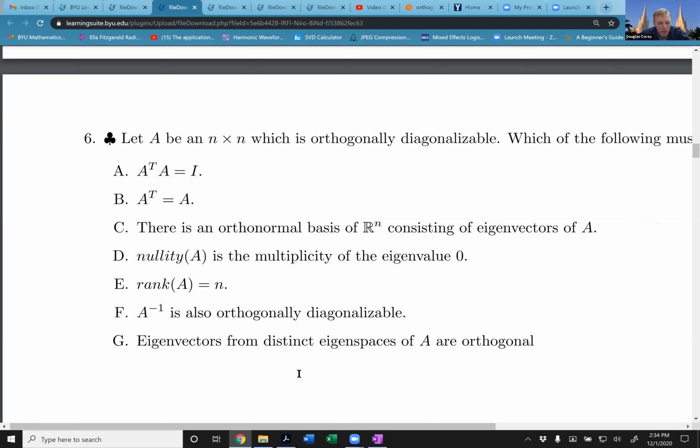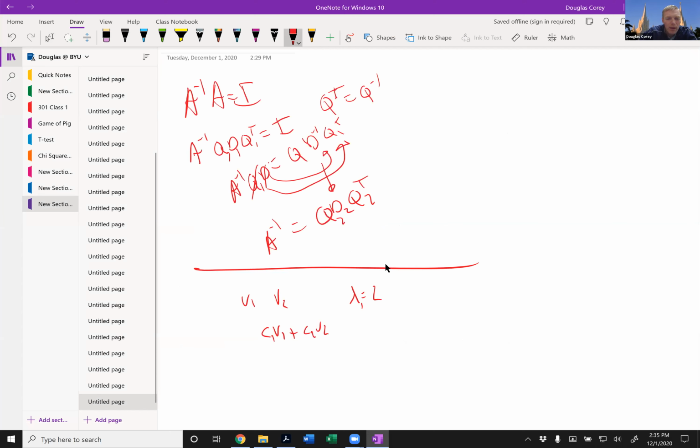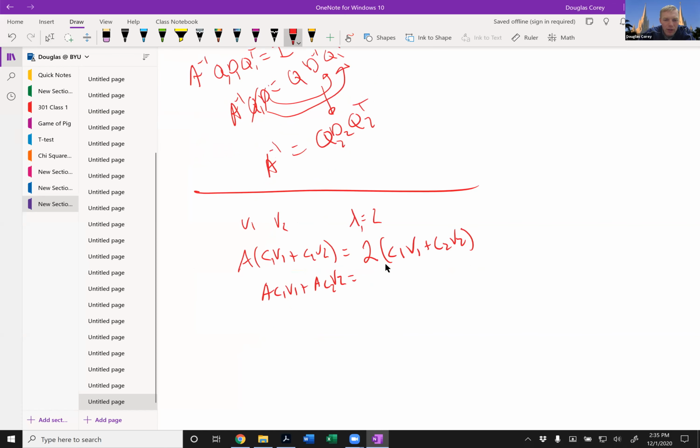Yeah. So if I have V1 and V2, and they both come from lambda equals 2, then any combination, C1 V1 plus C2 V2, if I multiply that by A, ends up being the same as just multiplying 2 times C1 V1 plus C2 V2. So any linear combination of eigenvectors with the same eigenvalue is also an eigenvector. Because if you distribute out the A, you get A C1 V1 plus A C2 V2. And since C1 and C2 are constants, you can pull them out: C1 AV1 plus C2 AV2.